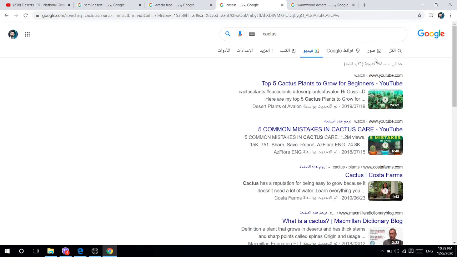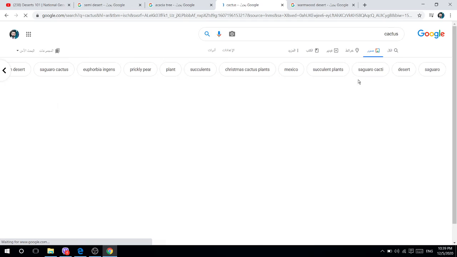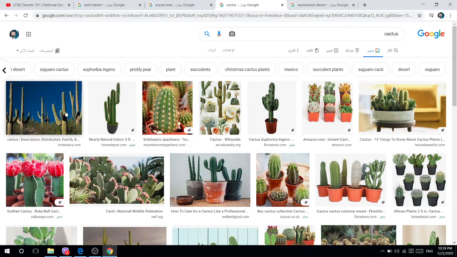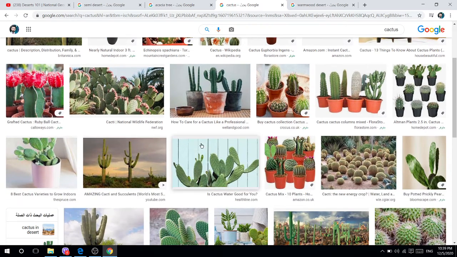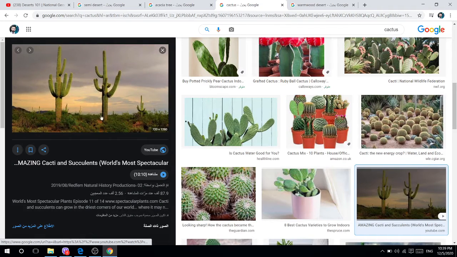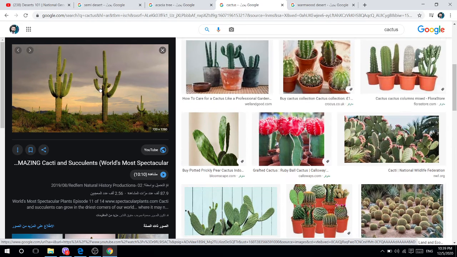this is cactus. They have a very thick layer to save water. This is a cactus. Look, students, this is a cactus in the desert. They have a thick layer to save water, and some animals eat this cactus to get water and keep alive. Okay, students, this is cactus.